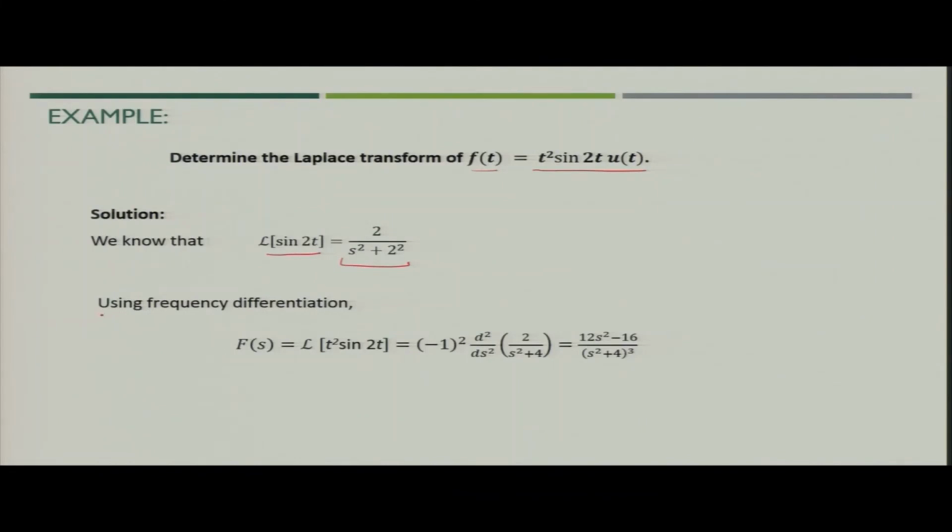Now, what do you have to do? You have to use the frequency differentiation, because you have a t square term. So, you have to double differentiate this particular term, that is 2 upon s square plus 4, and then multiply by minus 1 whole square, and then when you simplify, you will get the Laplace transform of t square sin 2 t, and what we get is 12 s square minus 16 upon s square plus 4 whole cube.